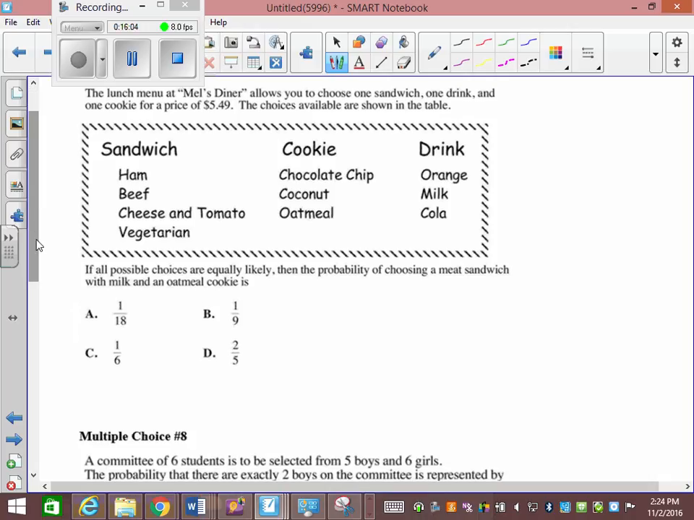Yes, it is. Okay. So the lunch menu at Mel's Diner allows you to choose one sandwich, one drink, and one cookie for the price of $5.49. The choices available are shown in the table below. If all possible choices are equally likely, then the probability of choosing a meat sandwich, how many meat sandwiches are there? 2 out of 4. And milk, 1 out of 3. And oatmeal cookie, 1 out of 3, is 2 out of 36, or 1 out of 18.